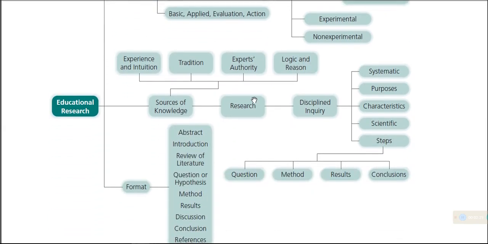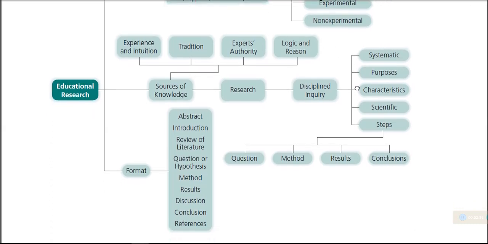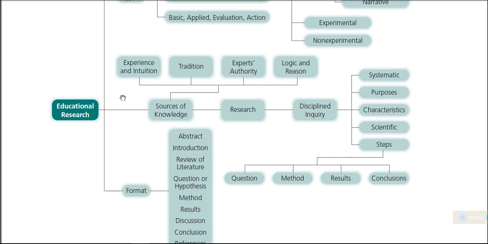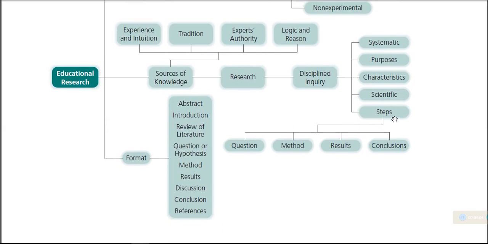Now, for sources of knowledge, saan galing yung mga magiging baseline information ninyo in conducting the research? One is experience and intuition. So, kung meron na kayong experience regarding the topic, pwede nyo yung maging baseline information. Next, tradition. Next, experts authority. Hindi tayo pwede dito. And then, logic and reason. Other sources of knowledge are research and disciplined inquiry. So, sa discipline, meron tayong systematic, purposes, characteristics, scientific. And then, the possible steps are question, method, results, and conclusion.